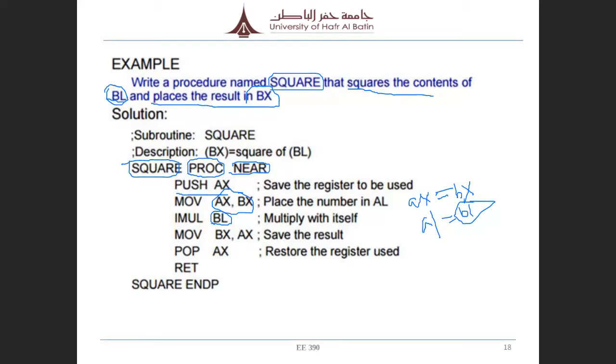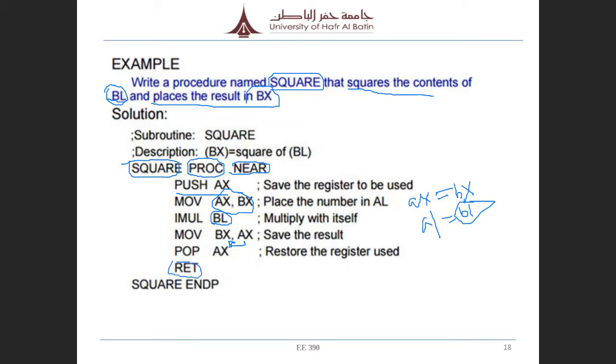But the result is saved in AX during the multiplication. So now we copy this AX to BX because our result should be in BX, and then we say pop AX because the use of AX is done. What was the previous value of AX? We kept it in the stack using push, and now we use pop AX. That means restore the AX register value, and then return, RET.